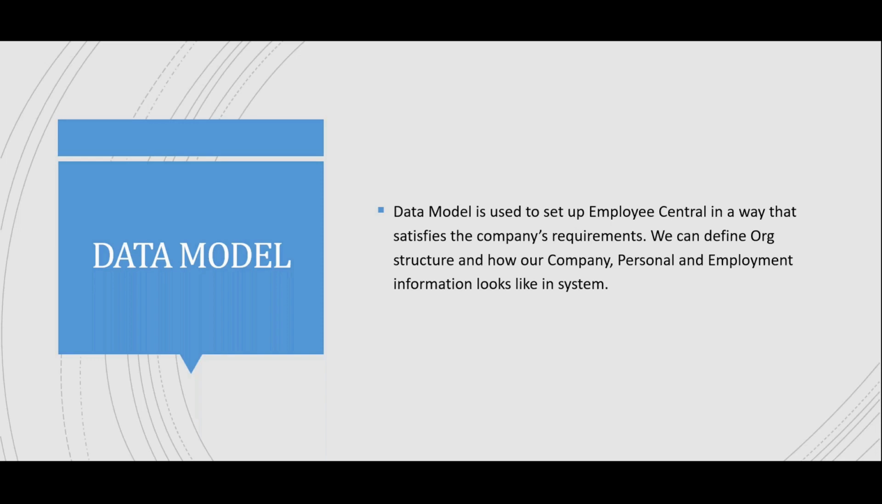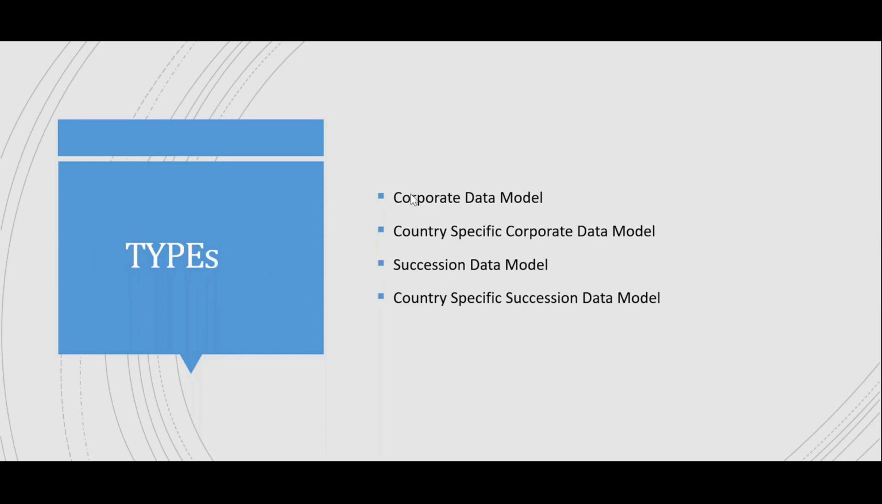So in that manner, SAP divided these data models into four different parts. One is called corporate data model. Another is called country specific corporate data model. Third is called succession data model. And the last one is country specific succession data model. Very easy. If you remember these two, the other two are quite easy. You just have to use country specific. So first one is called corporate data model. And if you remember corporate data model and succession data model, that is more than enough to understand the other two.